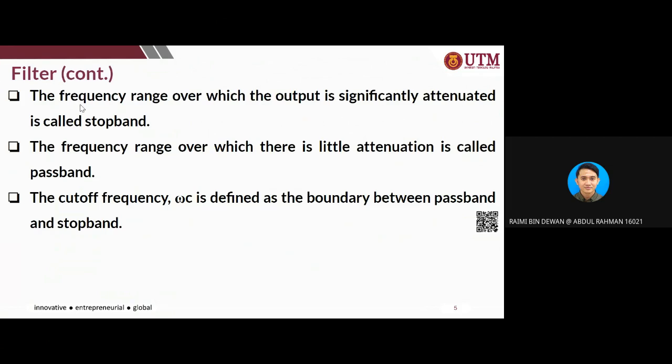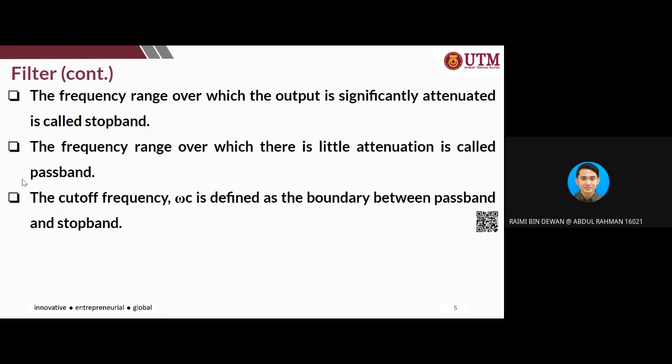So for the frequency, like I told you just now, we have stop band and pass band. Stop band is the frequency range at which the output is significantly attenuated. Attenuated but not totally removed. This exists in practical filters. So stop band is the range of frequencies that we don't want, and it is attenuated. In contrast, pass band is the frequency range that we want to pass through, and there is little attenuation, meaning we want the signal to pass through. That's why there is little attenuation.